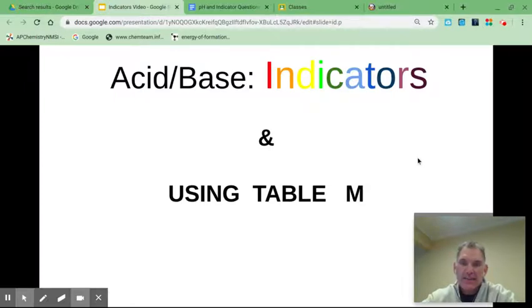And we're going to use table M. So at this point, if you don't have table M out, you may want to pause the video and then go get your reference table and open up table M so we can make some quick observations to find out why an answer is what it is.